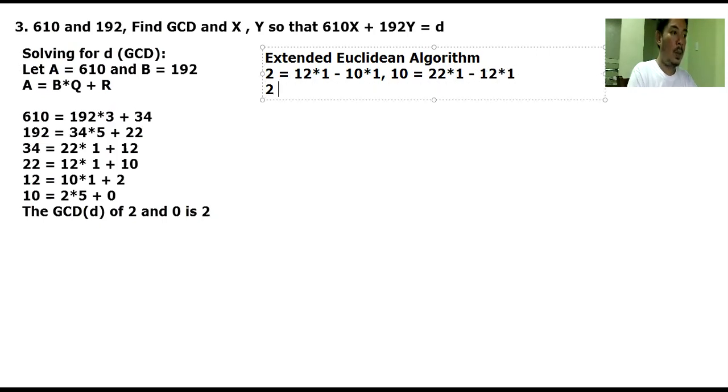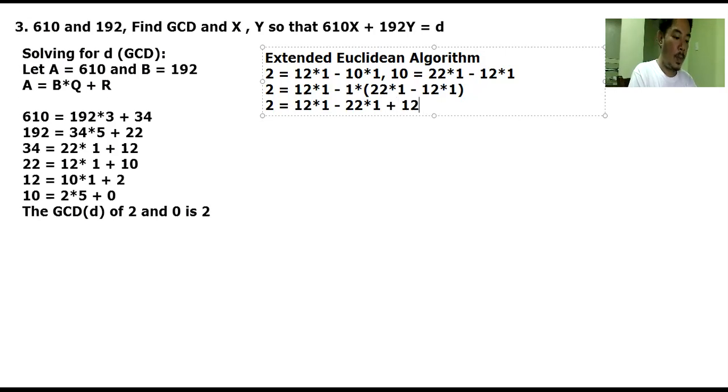So, magiging 2 plus 2, 12 asterisk 1 minus, ano yung 10? Minus, si 10 is 22 asterisk 1 minus 12 asterisk 1. Tapos dito, 1, dito may 1. So, simplifying, we have 2 is equals to 12 asterisk 1 minus 22 asterisk 1 plus 12 asterisk 1.